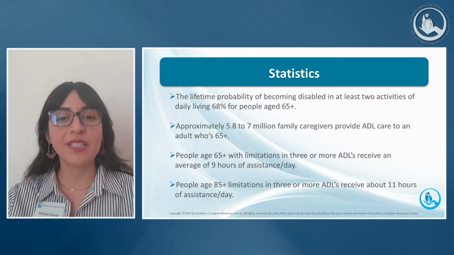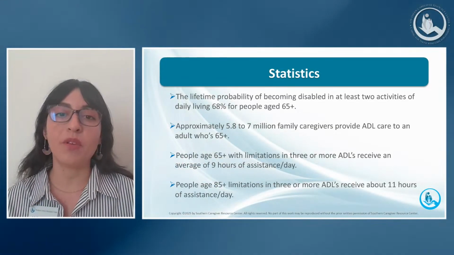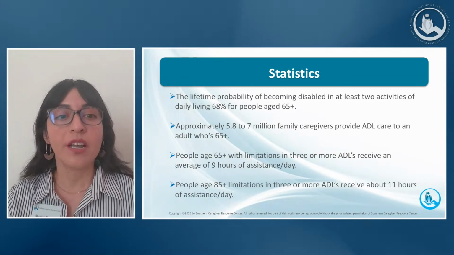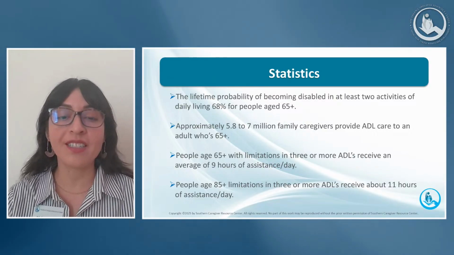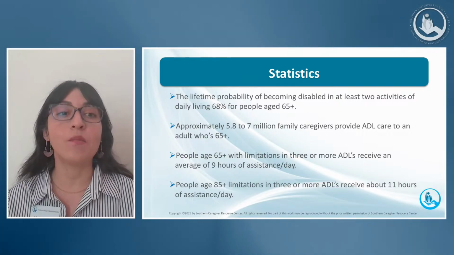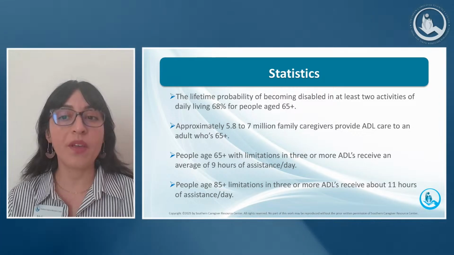So the first point says, the lifetime probability of becoming disabled in at least two activities of daily living is 68% for people age 65 and older. And now this is relevant because we know now that the population who is 65 and older is set to double by 2030.